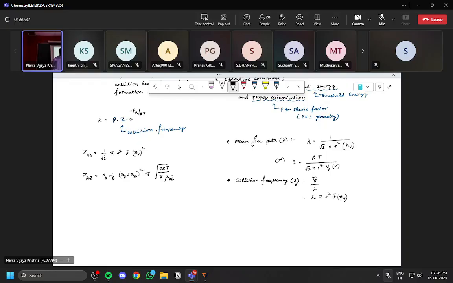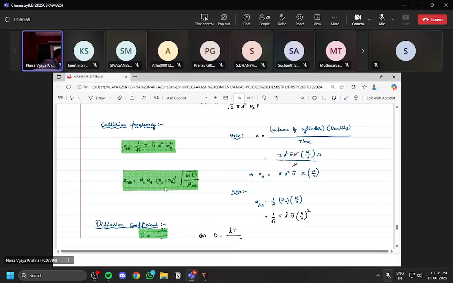If I bring this pi under the root, it becomes pi square and one pi gets cancelled. So you can write one more pi in the numerator. Correct? Check whether this and that formula are both the same or not. NA, NB, RA plus RB whole square into root of 8 pi RT upon mu AB. If it is one molecule, K. If it is one mole of molecules, R. Right?